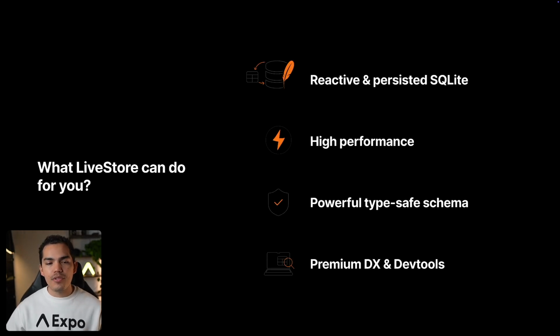So what can LiveStore do for you? Reactive and persistent SQLite. Like I mentioned before, when building a local first app, you need to update the UI, save into a local database, and keep in sync, and the app very responsive. So LiveStore makes that very easy, and you'll see how in a moment. It's also very high performance. TypeScript is a must-have nowadays and makes developers more productive. LiveStore comes with a powerful type-safe schema, premium developer experience, and DevTools.